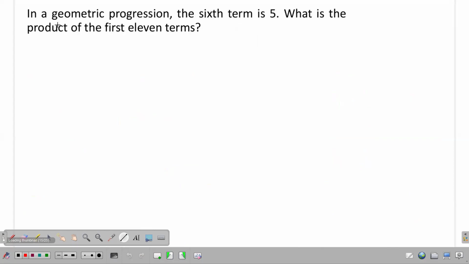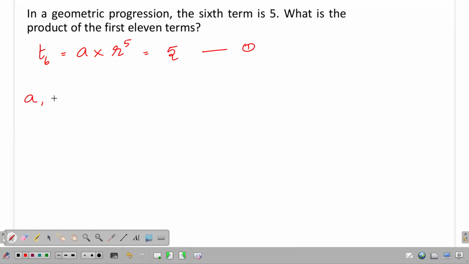It is given in a geometric progression, the sixth term is 5. You can see that as far as this geometric progression is concerned, first term being A, common ratio being R, the sixth term, that is A into R power 5, is given as 5. Now the question is, what is the product of the first 11 terms?